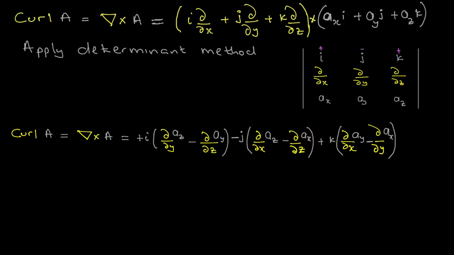Now we need to do k. For k, we draw a line like that, and because it's crossing there, we're looking at that vector indicating in that direction, so that's plus k, and then we need to multiply these 2 by 2 matrix. We always start from the right up diagonally, so that would be AY times partial derivative with respect to x, and minus AX times partial derivative with respect to y.